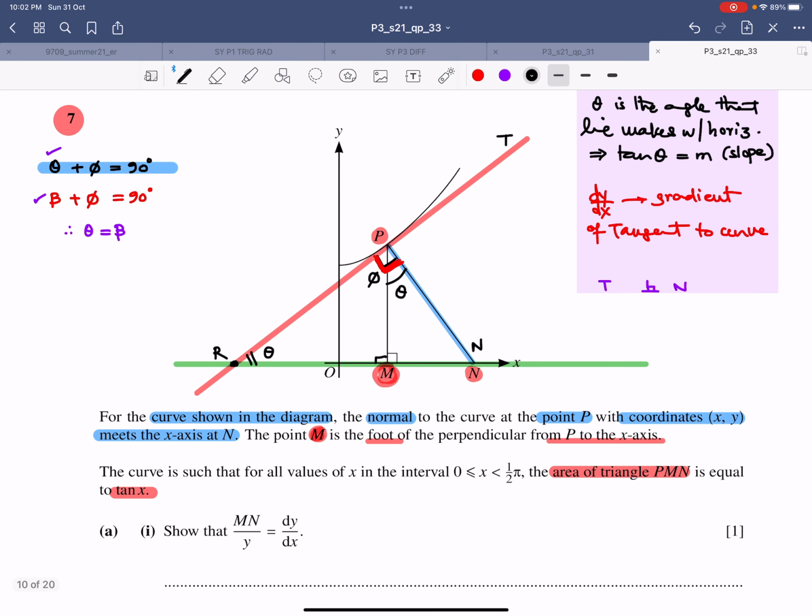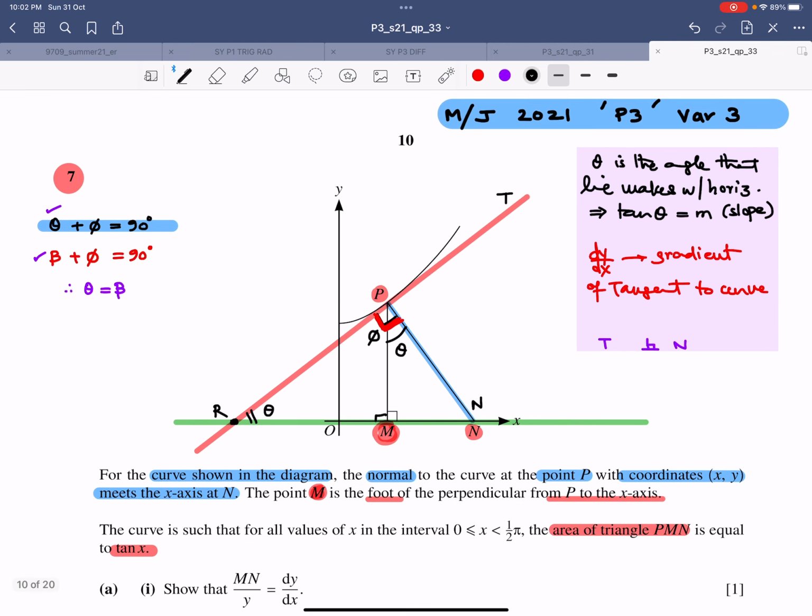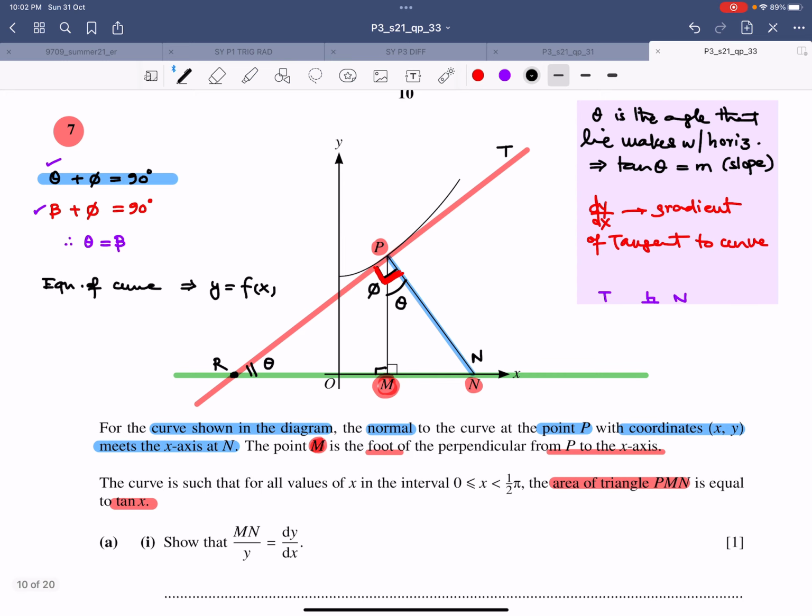Now it says the area is equal to tangent of x. What does it mean? That means the equation of the curve is y equals f(x), whatever the equation is. And when it says tangent of x, that means it's talking about this particular line. It's talking about dy by dx, or it's talking about tangent of x. Therefore, first thing first, if this is the angle x, I can replace theta with x.